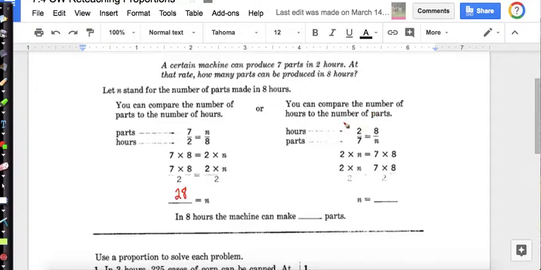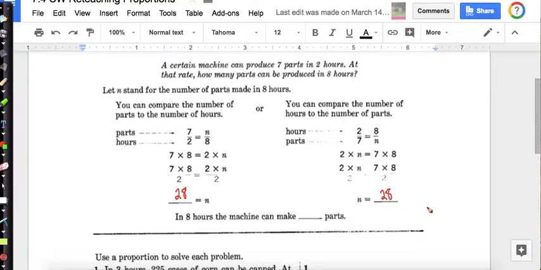Now look over here. You can compare the number of hours to the number of parts. So remember when we did the proportions, I told you that you could do parts over hours or hours over parts. So that's what they did here. They did hours over parts, so they put 2 over 7. And now notice they put the 8 hours on top and the parts on the bottom, because that's what we're looking for. 2 times N is 2N. 7 times 8 is 56. And then they divided both sides by 2, and they still got 28.